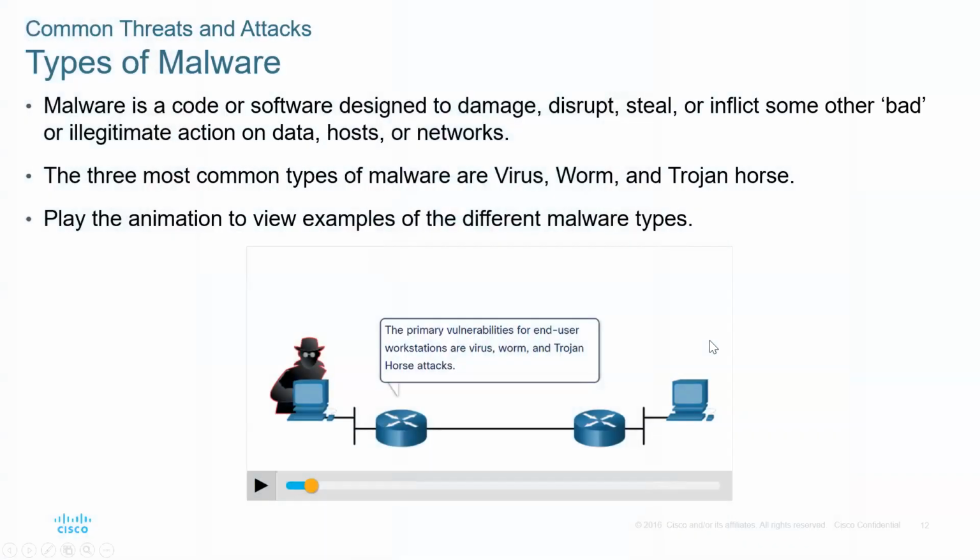In malware, malware is going to be some code or some software designed to damage, disrupt, steal, or inflict some other bad or illegitimate action on the network. The three most common types of malware are going to be your viruses, your worms, and your Trojan horses. And you can see with this animation that explains the differences between them.